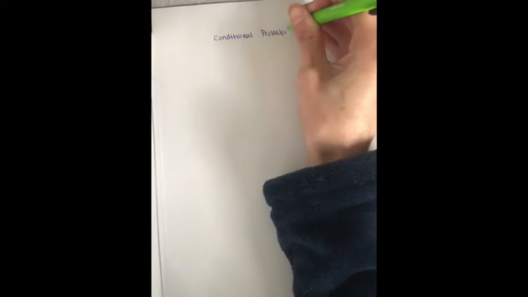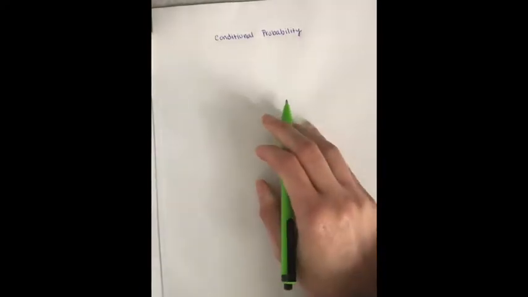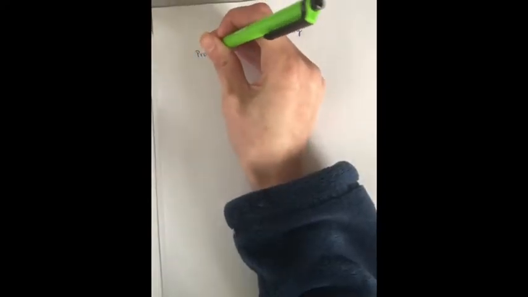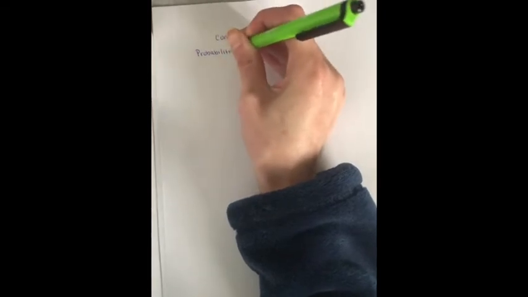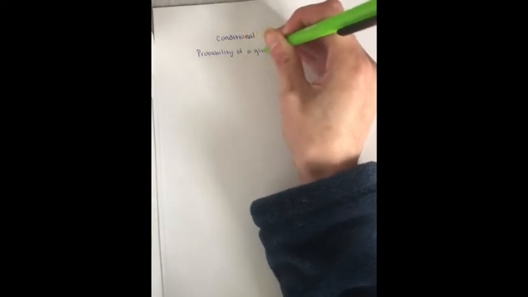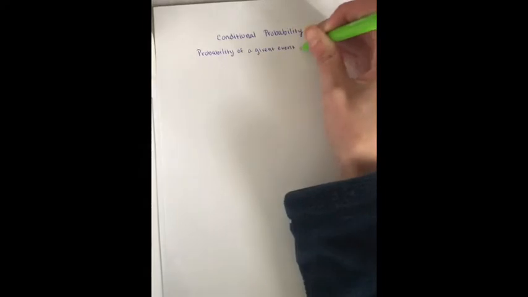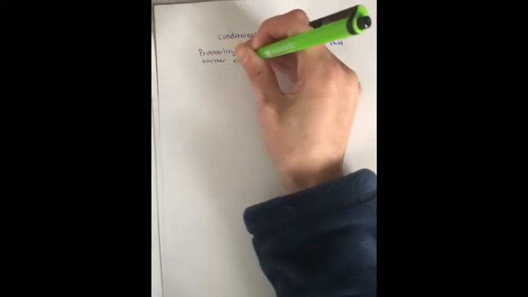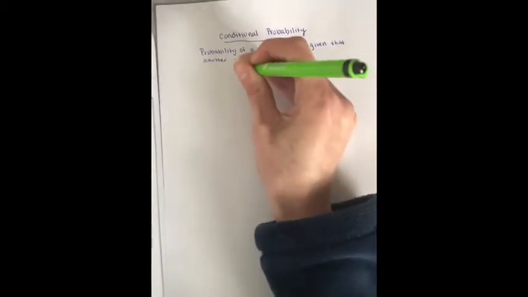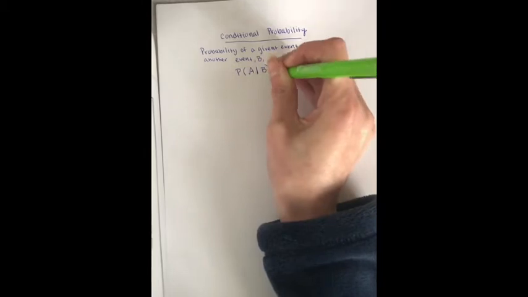Conditional probability means that it's the probability of some event conditional upon another. So it's the probability of a given event A, given that another event, maybe event B, is true. And the notation we use for that is the probability of A given B.